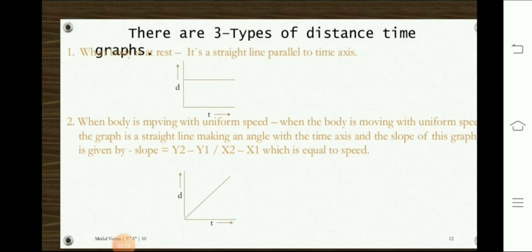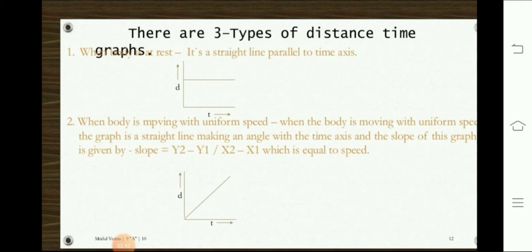Now there are three types of distance time graph. When the body is at rest, not moving at all, meaning it is not covering any distance, it will give a line parallel to the x-axis. When the body is moving with uniform motion, covering equal distances in equal intervals of time, it will give a straight line making an angle with the x-axis. And the slope, what is the meaning of slope? The slope of the graph will give the speed of the object.